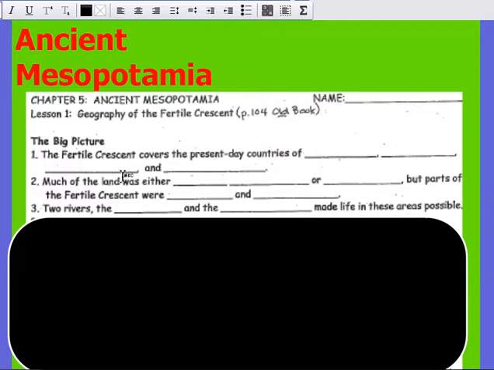So the Fertile Crescent, which you have already done your map of, so you should be familiar with what I'm talking about when I talk about the Fertile Crescent. We're talking about the area of Mesopotamia, which covers the present-day countries of Iraq, Syria, Lebanon, and one more, and that is Israel.